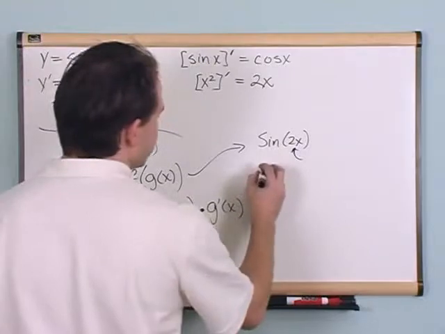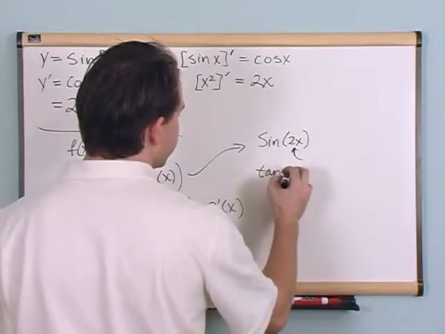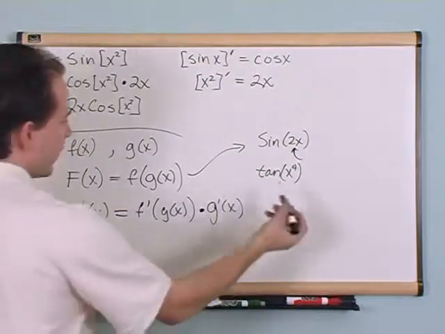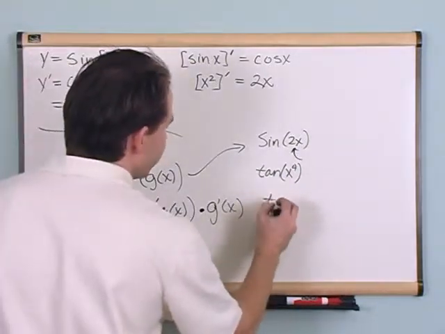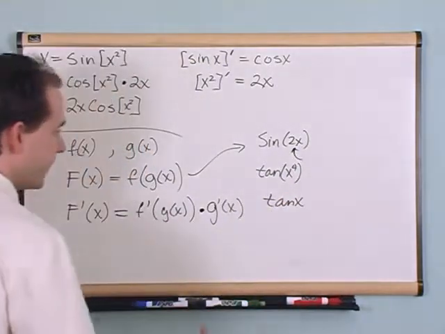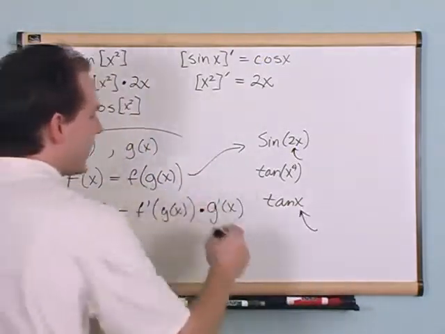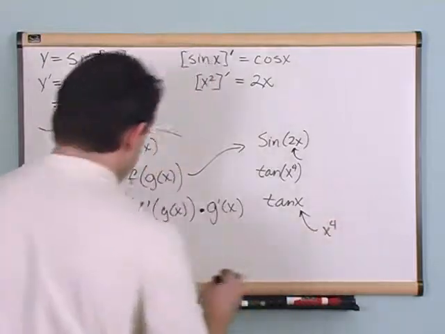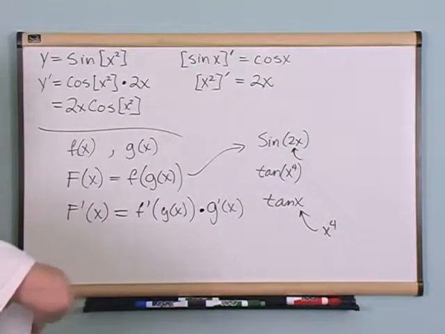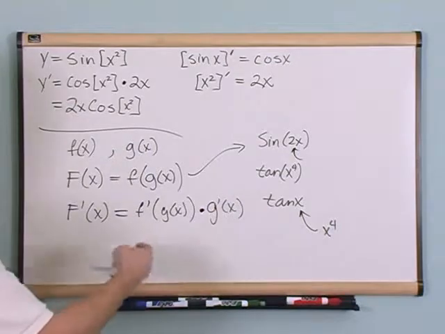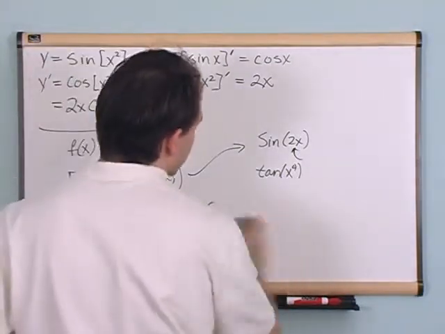What if you had tangent of x to the 4th power, all inside of there? Well, that's kind of a nested function. Your big picture function is going to be the tangent of x, and then the function you're sneaking in, your g of x that goes inside there, is x to the 4th. So anytime you see a function that looks familiar, but it's modified a little bit, you're going to have to use the chain rule.